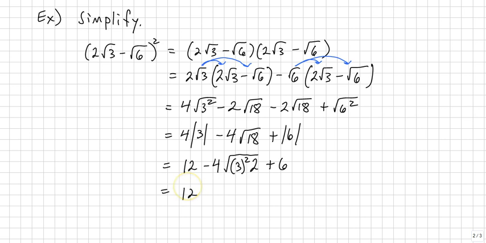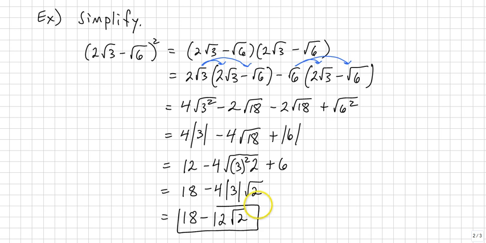Actually, we can combine like terms. 12 plus 6 is 18. And the square root of 3 squared, that's the absolute value of 3. So we end up with 18 minus 12 square root 2. And those are not like radicals, so that's as far as we can take that one. So that's as simplified as we're going to get.